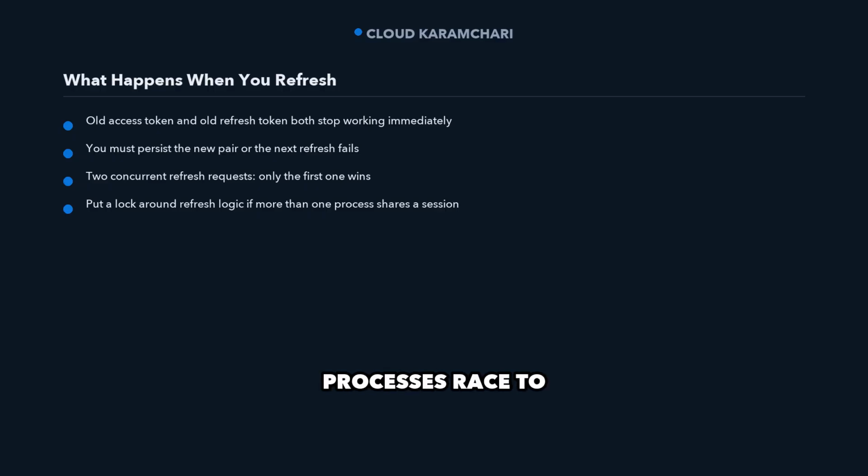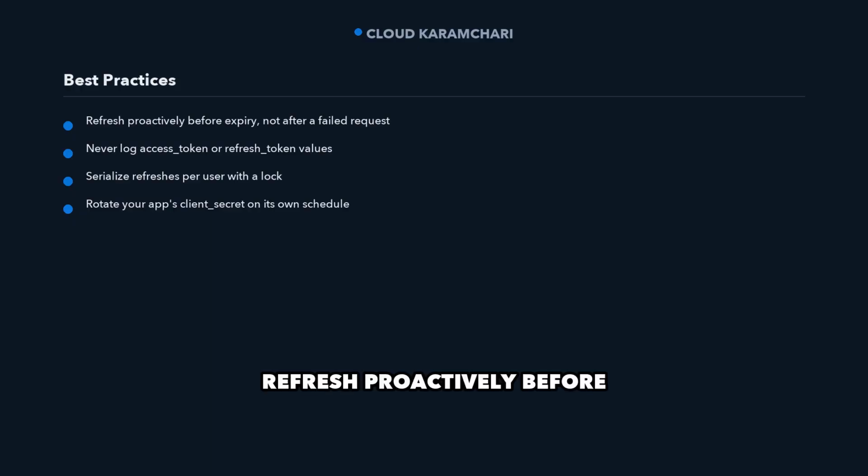If 2 processes race to refresh the same session, only the first request succeeds, so lock your refresh logic if your app runs more than 1 process per user. Refresh proactively before the token actually expires. Never log either token value. Serialize refreshes per user. And keep rotating your client secret on its own schedule. Token expiry doesn't protect you if that leaks.